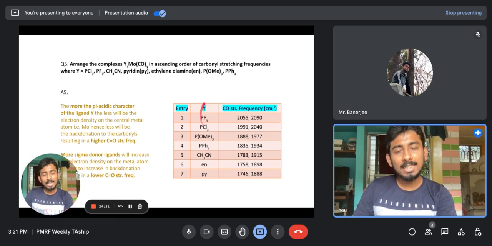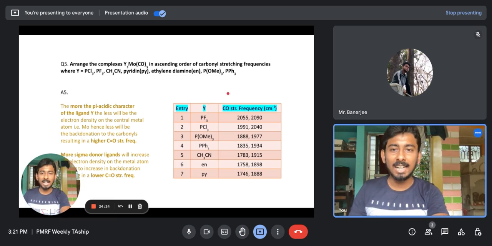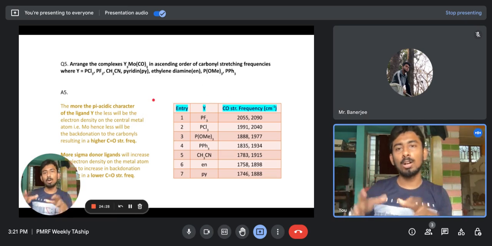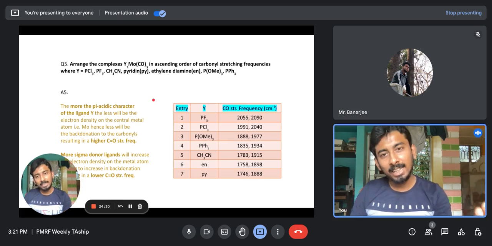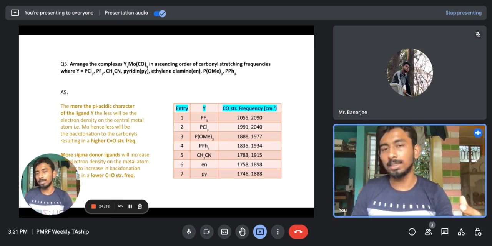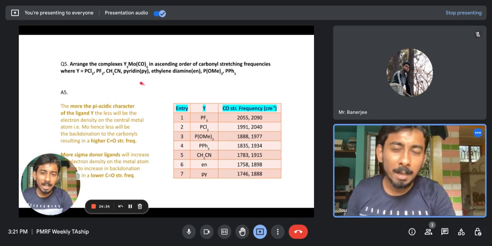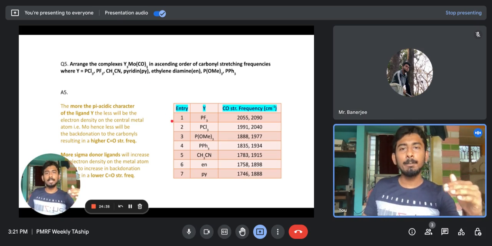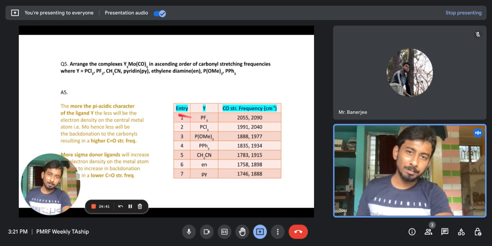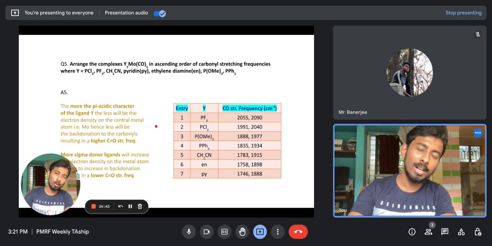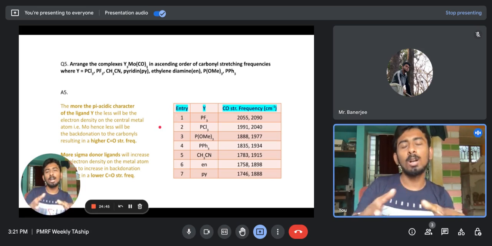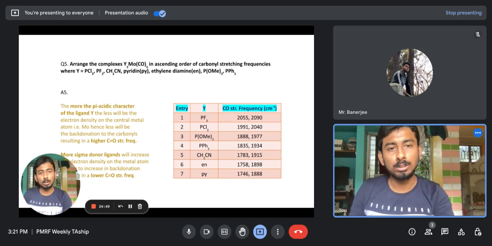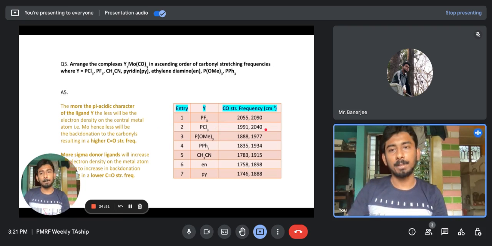If the Y ligand has a strong pi acidic character, then it will not allow the central metal atom to remain in its low oxidation state. It will be draining the electron density from the central metal atom. Then the molybdenum will not be able to throw the extra electron density to the CO. If it is not able to back donate to CO, then the bond order of CO will not drop, and the CO stretching frequency will be higher.